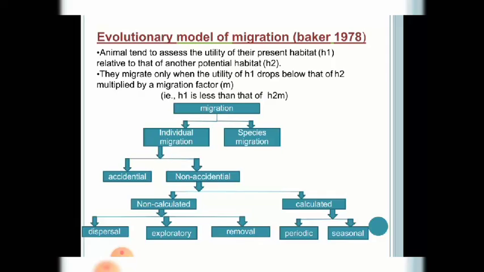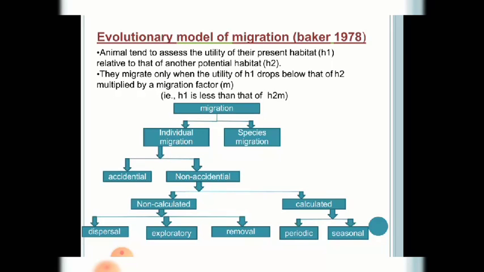Under non-accidental, you have non-calculated and calculated. As we were discussing about mass species moving, calculated means only a certain number of animals move, maybe the alpha males or the juvenile organisms.